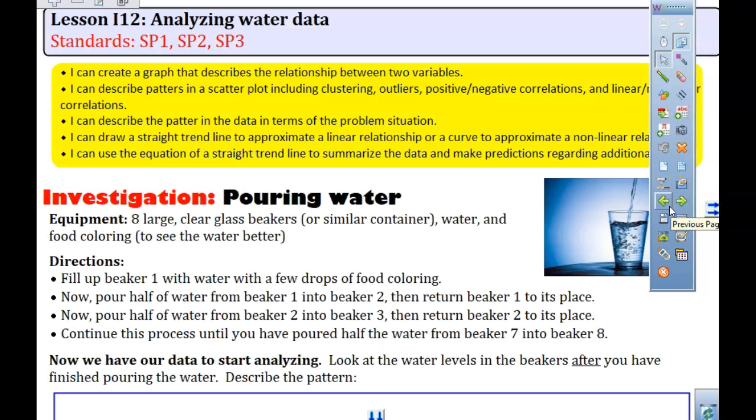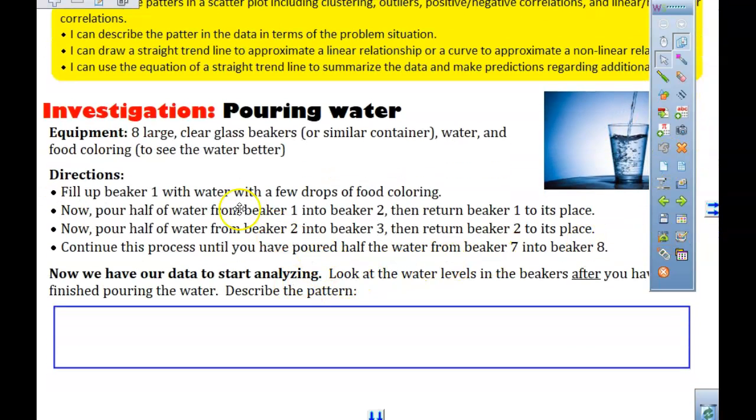So you're going to finish tonight the I11 and I12. We are actually not going to do this experiment, but here's what is happening. As you fill the beaker with water and a few drops of food coloring, we're going to pour half out each time and then return it. So, continuing to pour half out.